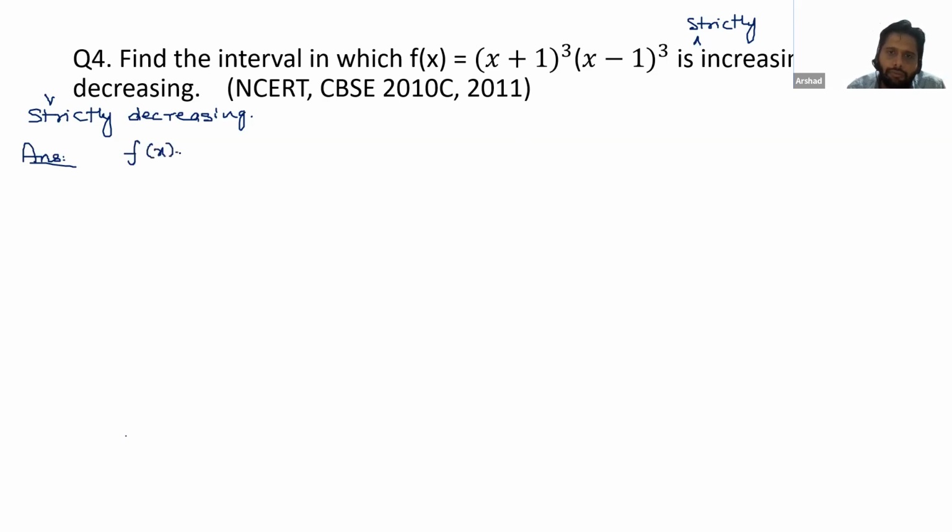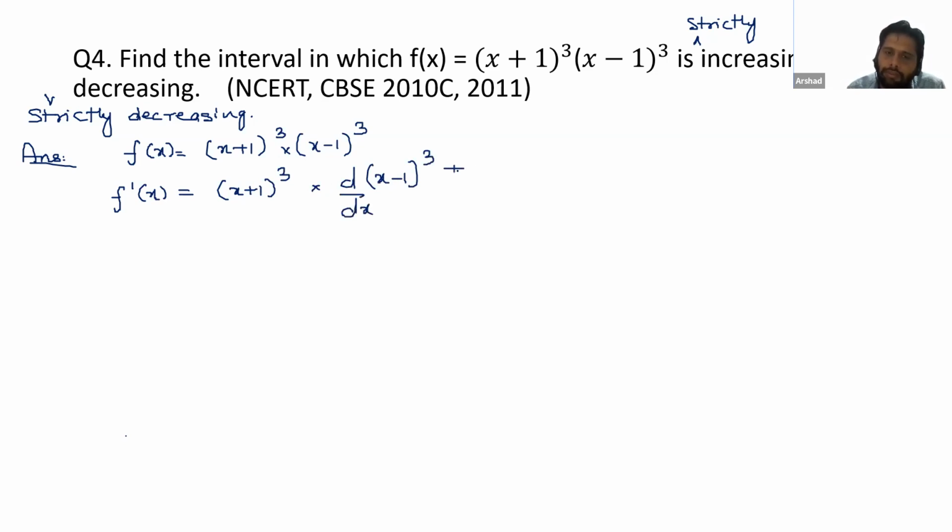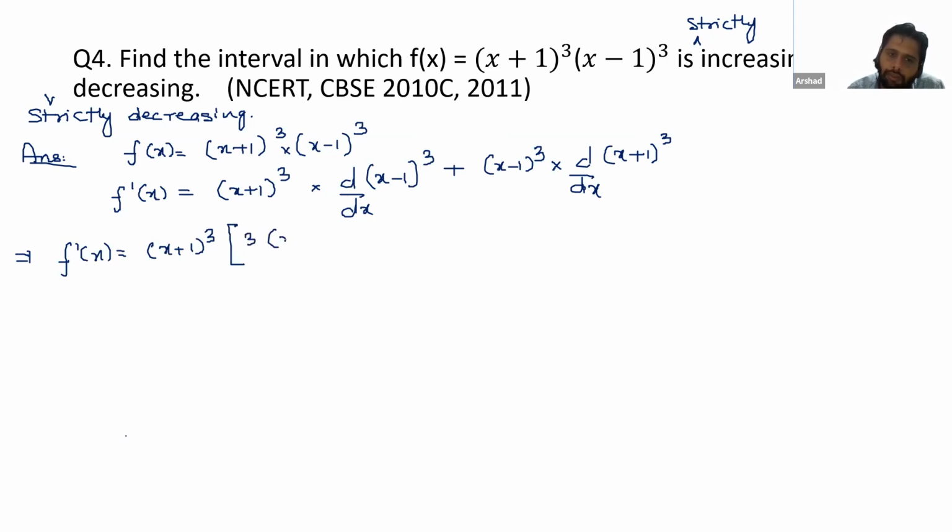f(x) is equal to (x plus 1) whole cube times (x minus 1) whole cube. Differentiate. First apply the product rule. There are two functions which are getting multiplied. So this function will remain as it is, and we will differentiate this function, (x minus 1) whole cube, with respect to x, plus (x minus 1) whole cube into the derivative of (x plus 1) whole cube with respect to x. So here you will get f dash x is equal to (x plus 1) whole cube, and here you will get 3 into (x minus 1) whole square, plus (x minus 1) whole cube, and here you will get 3 into (x plus 1) whole square.